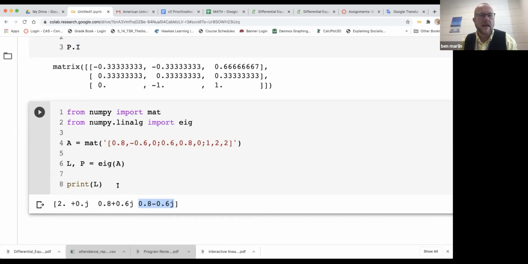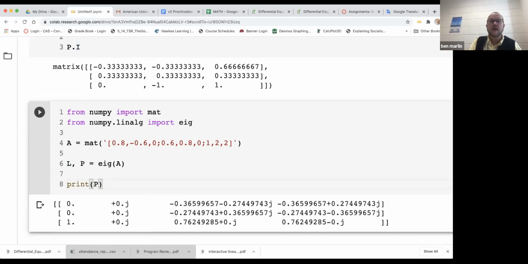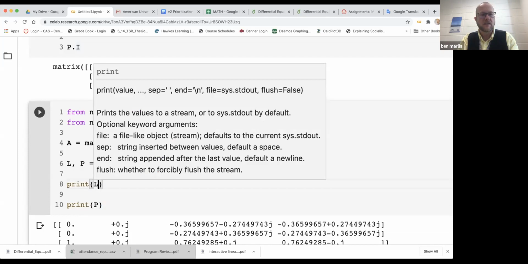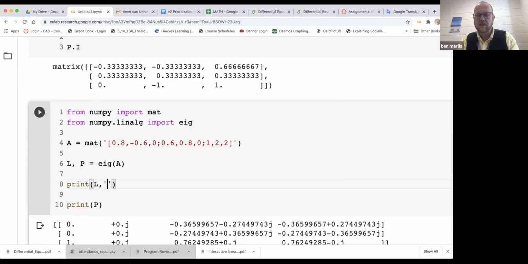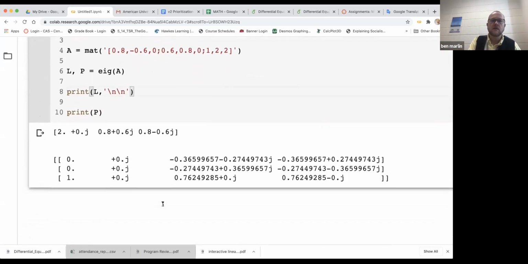Okay. Now, you might say to me, hey, Ben, why don't you just give me the eigenvectors? Because those are going to be stored under the P. Maybe they'll be right, maybe they won't. Okay. I am going to insert an extra line here and tell it to print L, and then put a couple of blank lines. So now you can see the eigenvalues and the eigenvectors, and it lines them up here, okay?